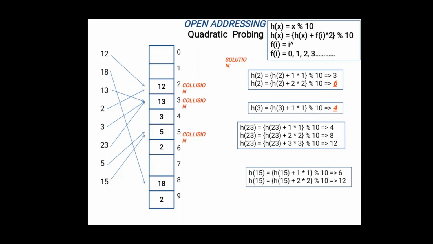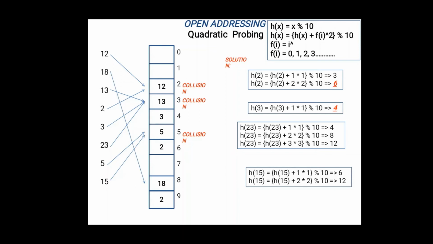So 12 mod 10 is 2. Next is 18 mod 10, which is 8. Next is 13 mod 10, which is 3. 2 mod 10 is 2. So there is a collision.